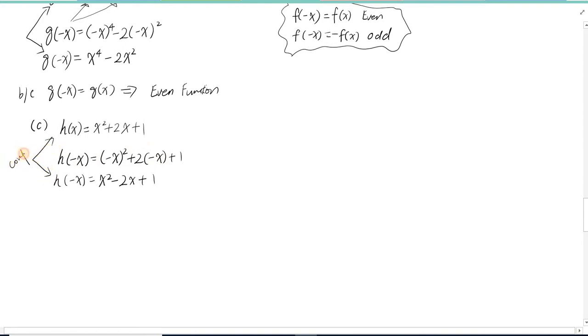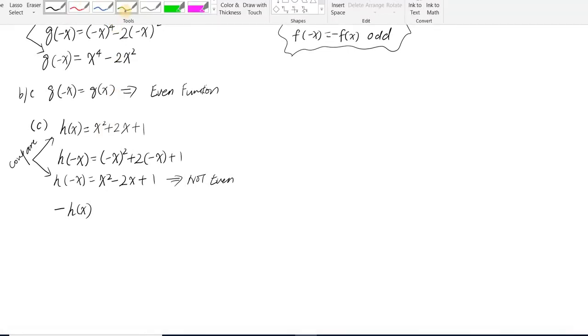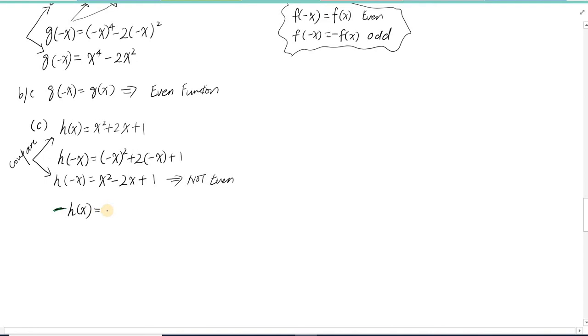Again, it's a compare. I look here at h of negative x, and clearly they're not the same because of the positive 2x and negative 2x. So this means not even. We have to continue. Now we have to figure out what negative h of x is. Earlier we used the green color for this negative sign. Do you remember? All you have to do is put a negative sign in front of this whole thing right here: x squared plus 2x plus 1.